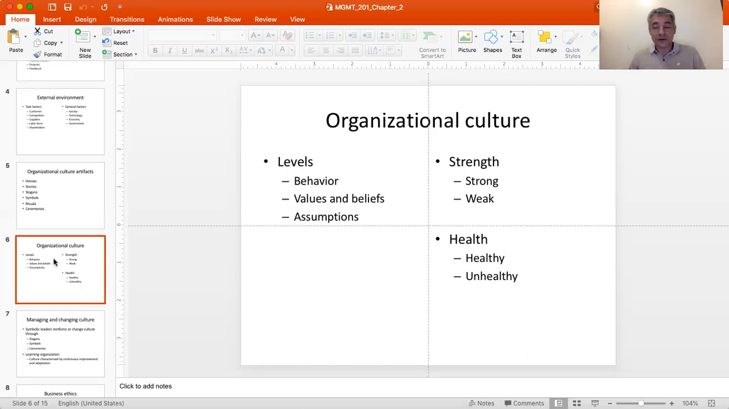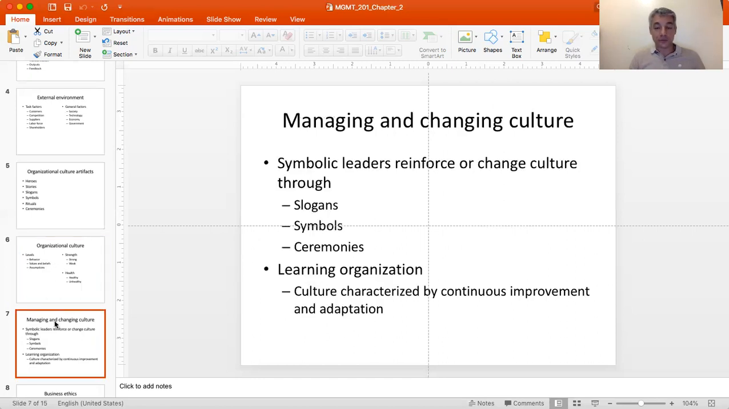You need to make it healthier and you need to make it stronger if you want to have a cohesive business where people care about what they do and are driven by this overarching mission that is beneficial, not just for you, but also the shareholders, the stakeholders, and all the people that the company may affect in its daily life.